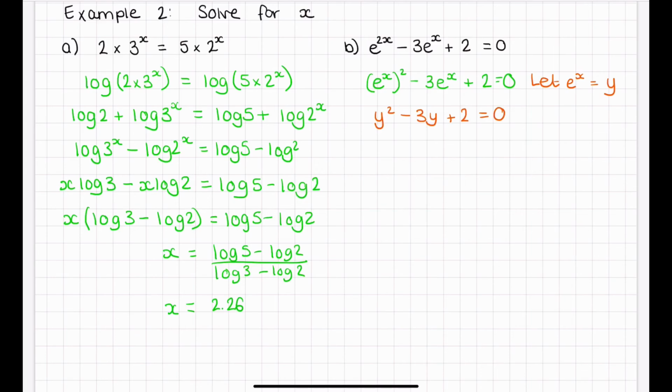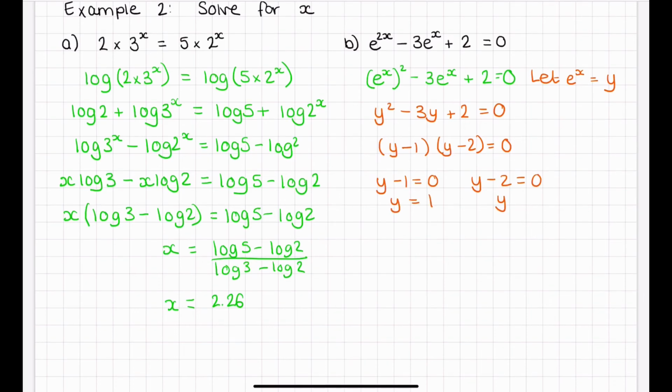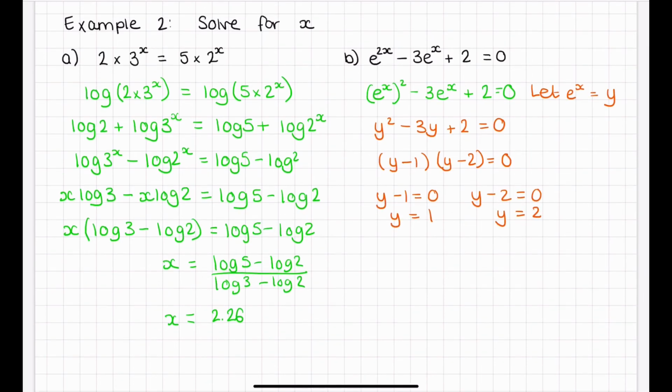So you can do this by factorising, and we'll get y minus 1 and y minus 2 equals 0. So y minus 1 equals 0, or y minus 2 equals 0. So y equals 1 or y equals 2. And then we can just put our e to the x back in. So we'll have e to the x equals 1 or e to the x equals 2, and then solve this.